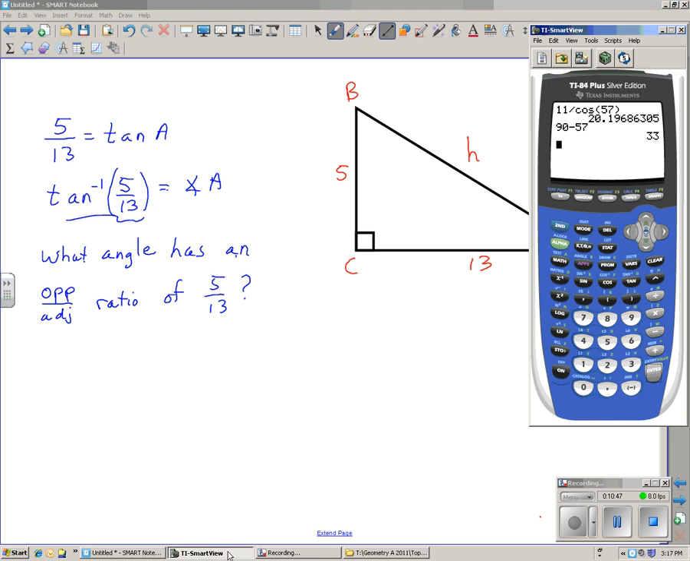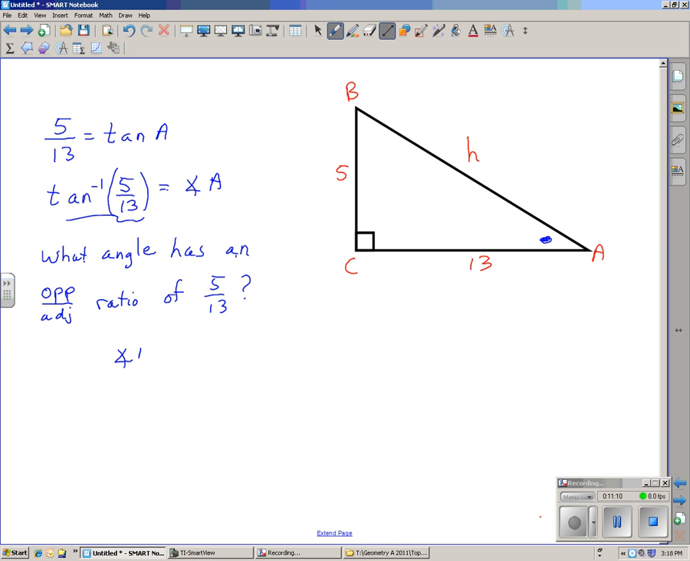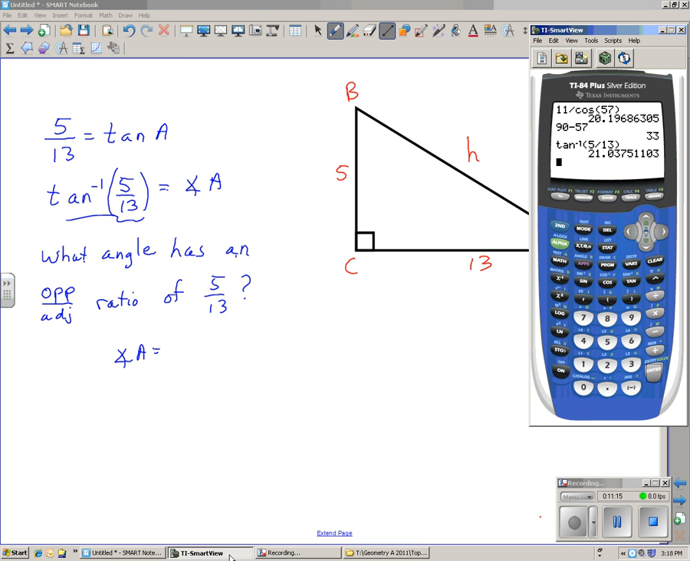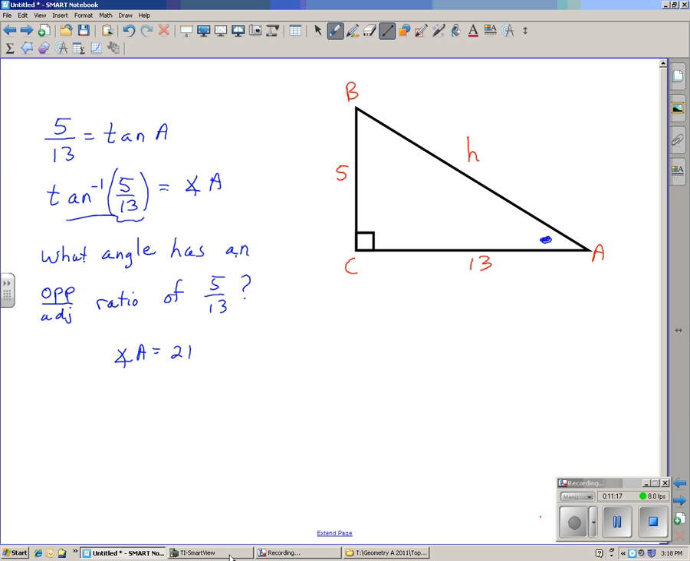And on your calculator, luckily, we have a button for that. Some of you might have different calculators. You might have to ask me or get some help figuring out where these buttons are, but hopefully it'll be clear to you. But I do. Inverse tangent of 5 divided by 13, and that tells me an angle. That angle A is equal to, I can't remember what it was, 21.04 degrees.